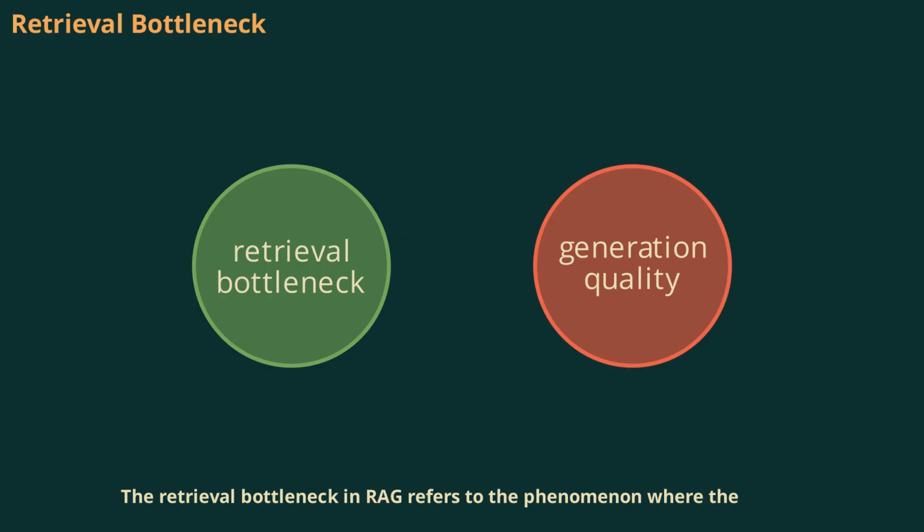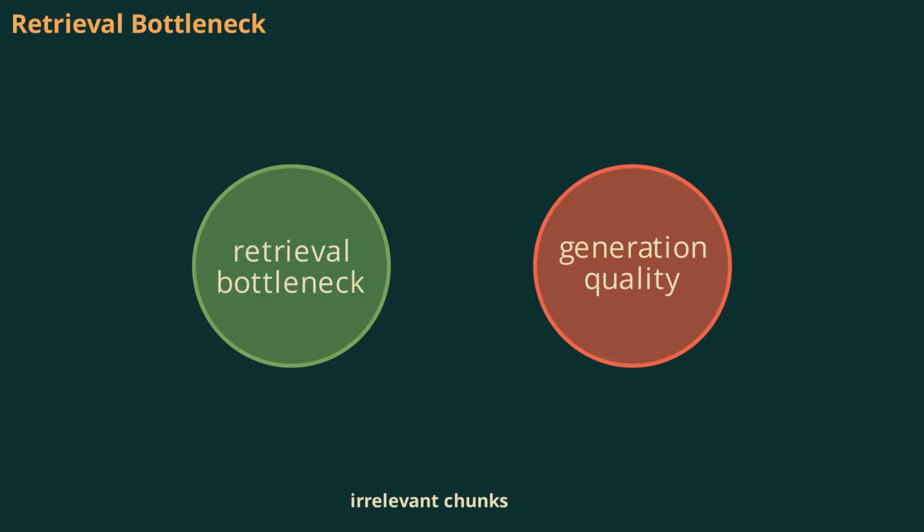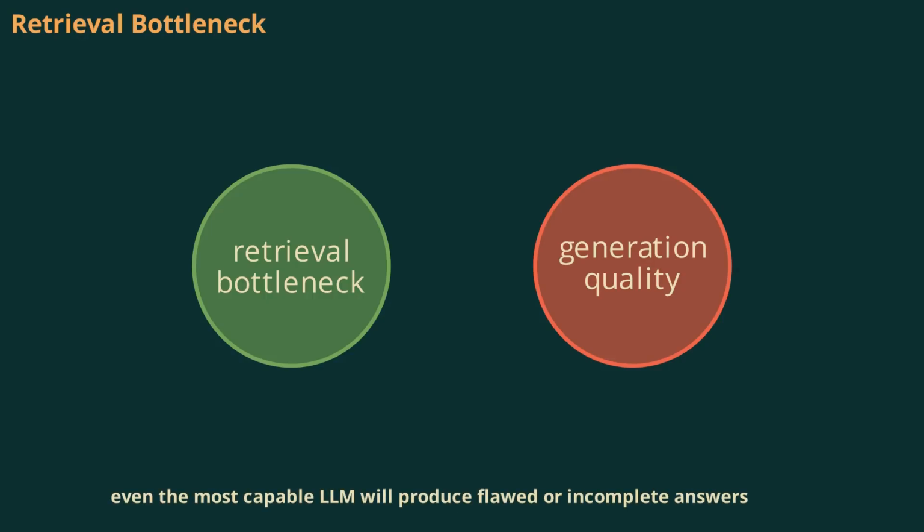Retrieval bottleneck in RAG refers to the phenomenon where the quality of generation is limited by the accuracy of the retriever. If the retriever fails to surface relevant context or fetches noisy, irrelevant chunks, even the most capable LLM will produce flawed or incomplete answers. Ensuring high-quality retrieval is critical for effective RAG systems.